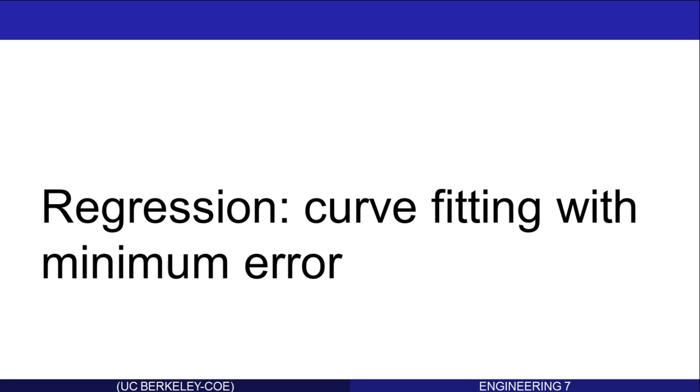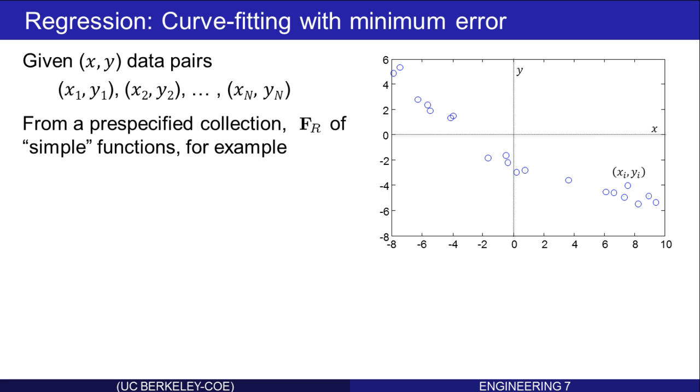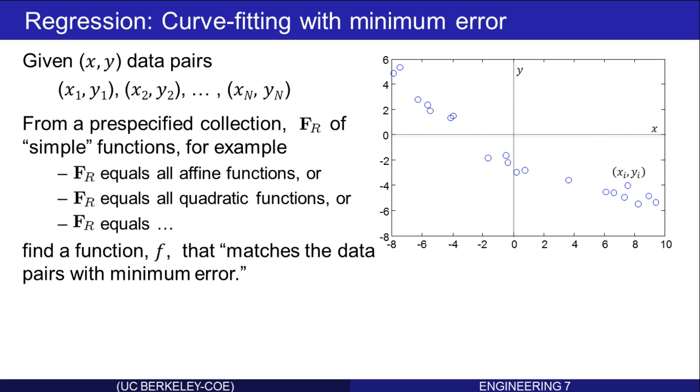Now let's look at regression as curve fitting with minimum error. Plotted here is the training data, the XY pairs, X1, Y1, X2, Y2, all the way up to XN, YN. The goal of regression is to choose from a pre-specified collection FR of simple functions. For example, FR might equal all affine functions, those are functions with straight line graphs, or all quadratic functions, or something more sophisticated. Find the function that matches the data pairs with minimum error.